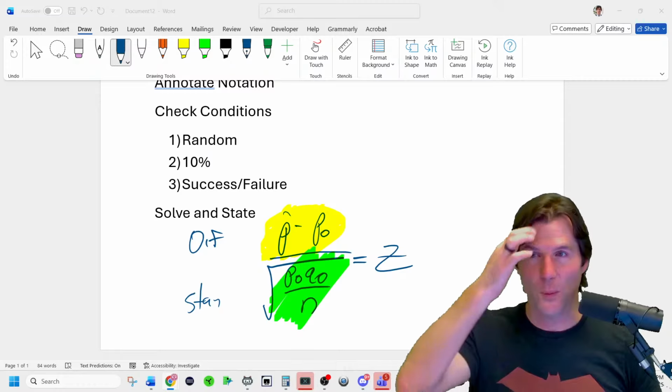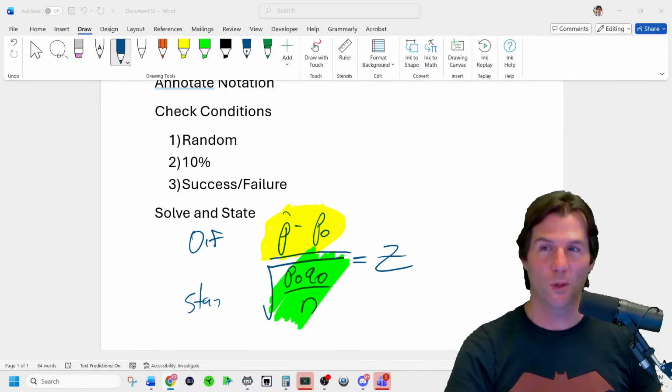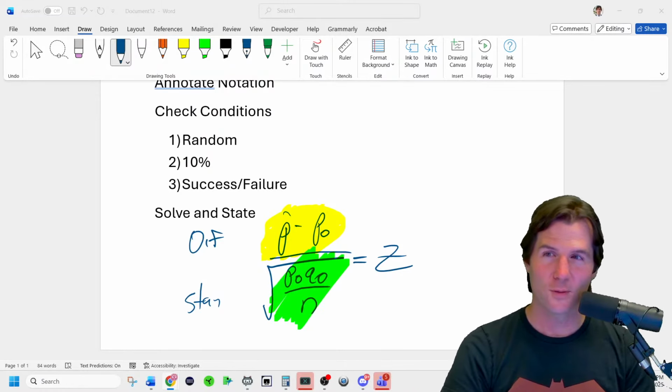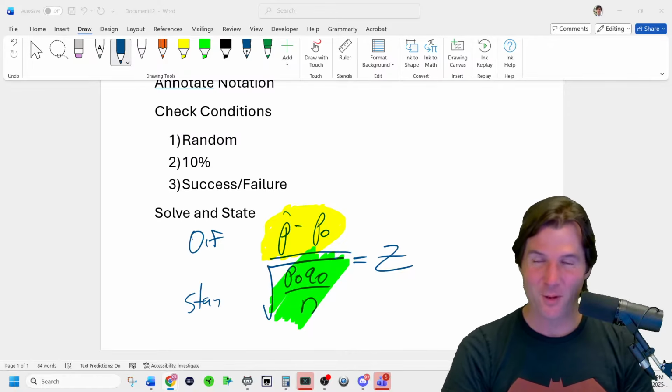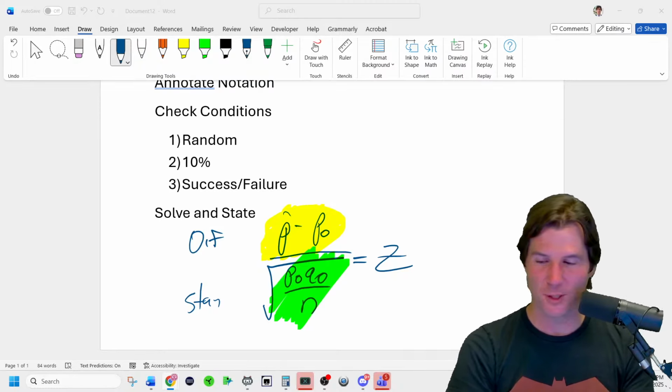We will not use the T for proportions because T is for means. Proportions are not. And unless you're doing drugs. Well, don't do drugs. But you are very, very correct. This is a Z-score because it deals with proportions.